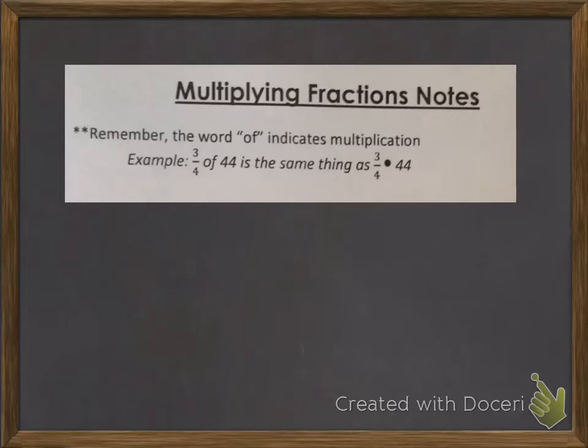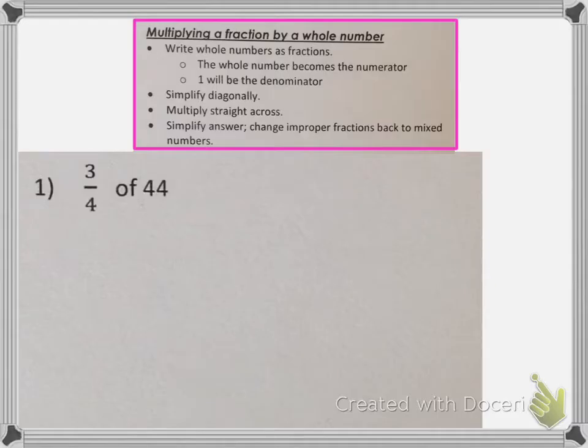So here's an example. 3/4 of 44 is the same thing as 3/4 times 44. Keep that in mind when we're reading word problems. First, let's try multiplying a fraction by a whole number. In this problem, we have 3/4 of 44, which means 3/4 times 44.